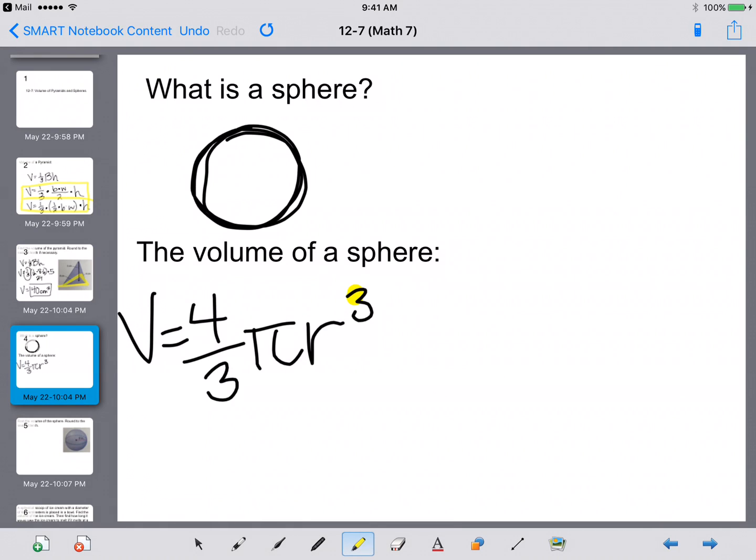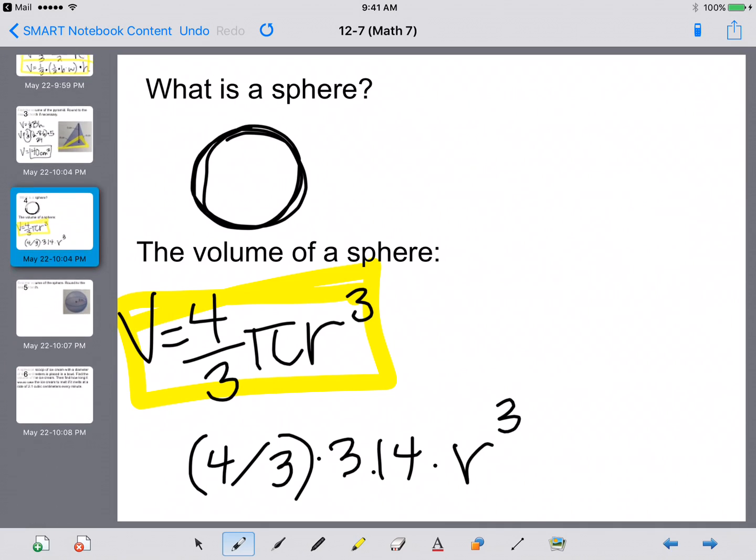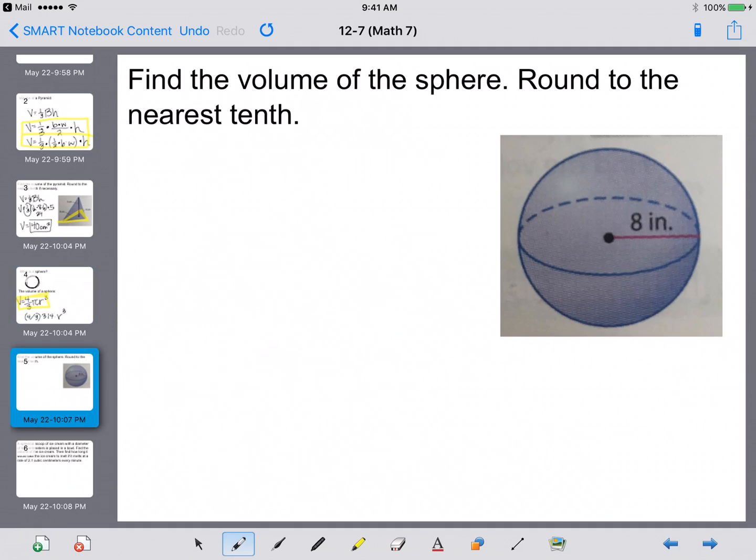I'm trying to highlight here and my highlighter is not loving me. There we go. And that's one when you type it in the calculator, you're going to have to type in parentheses 4 divided by 3 parentheses times 3.14 times your radius cubed. And do those all in separate steps, otherwise I guarantee you're going to mess up somewhere.